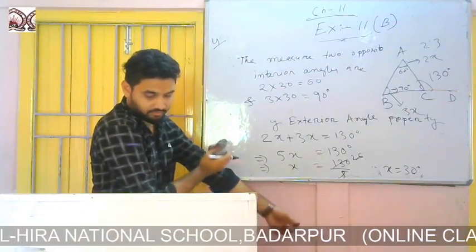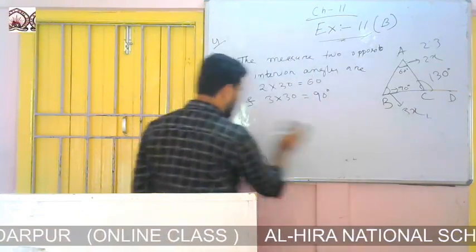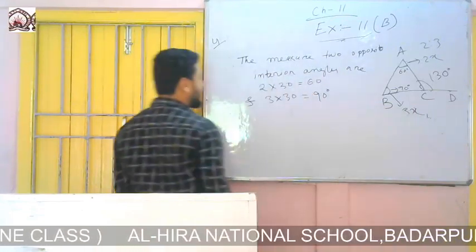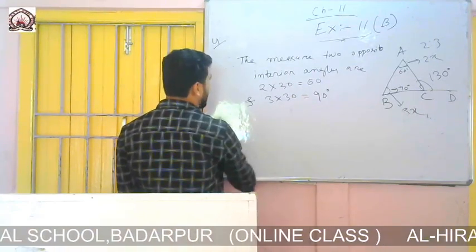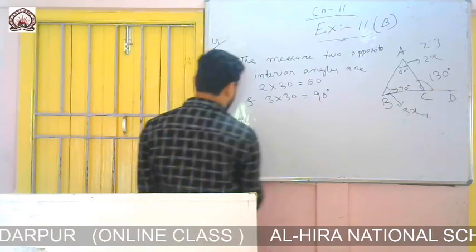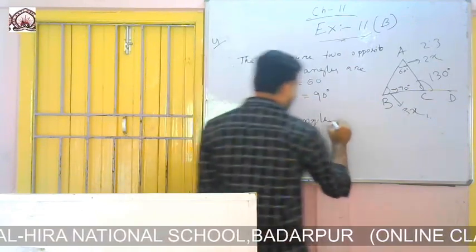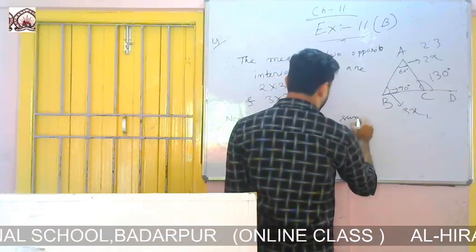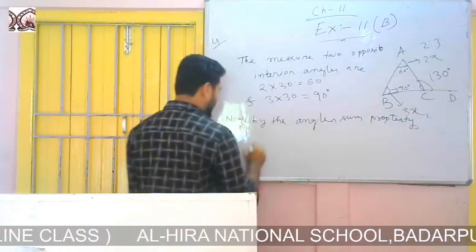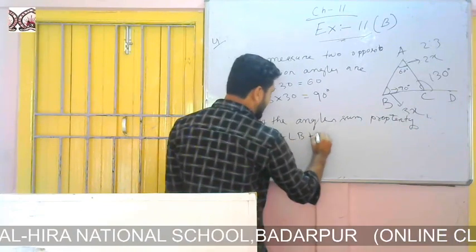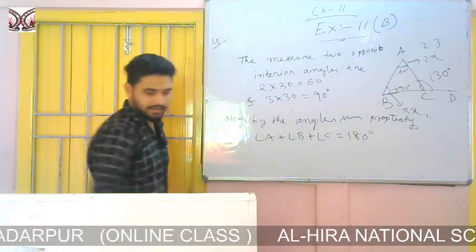Okay, you see how to find. Now we are going to find angle C. So write, now by the angle sum property, we can write angle A plus angle B plus angle C equals 180 degree. Okay, I think I have made something wrong.